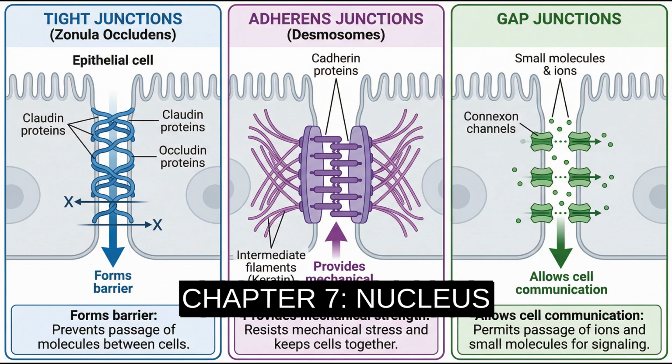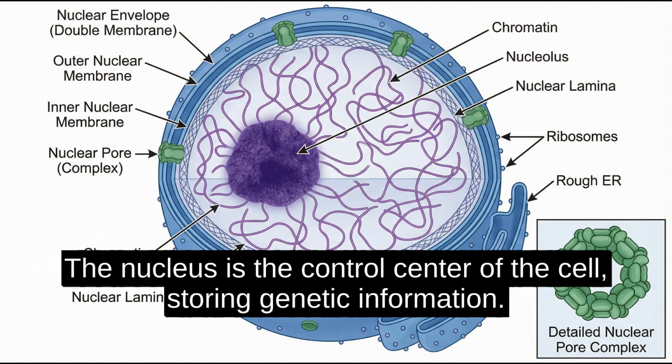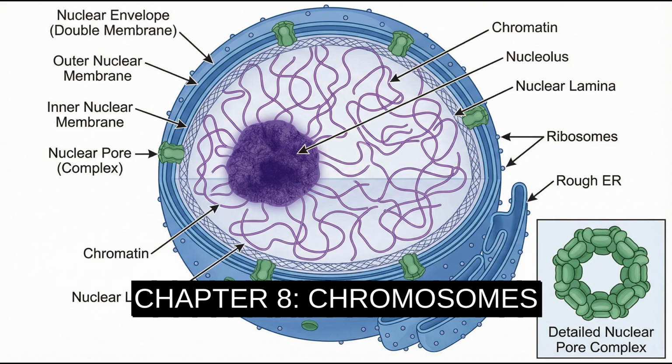Chapter 11: Golgi Apparatus. The Golgi apparatus consists of stacked cisternae. The cis face receives vesicles from the ER. The medial region modifies proteins. The trans face sorts and packages proteins into vesicles. The Golgi modifies proteins by adding or removing chemical groups, sorts them to their destinations, and packages them for transport.